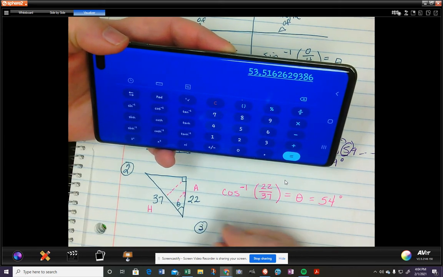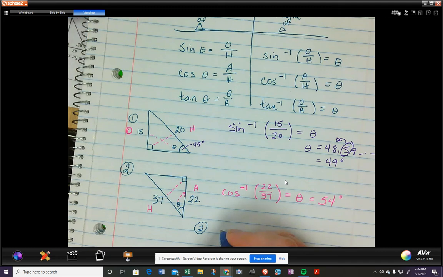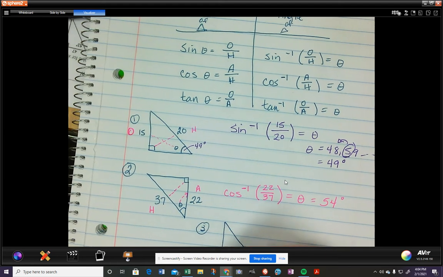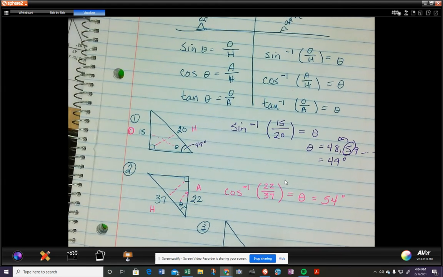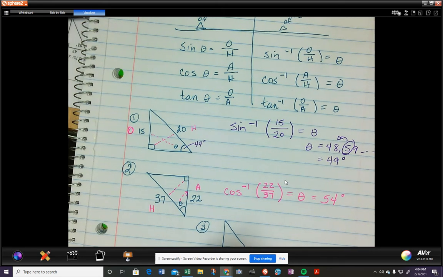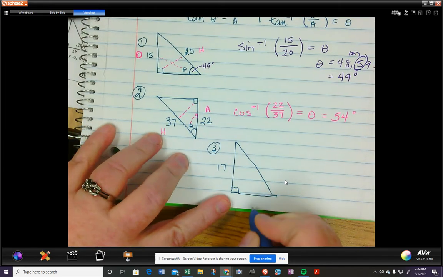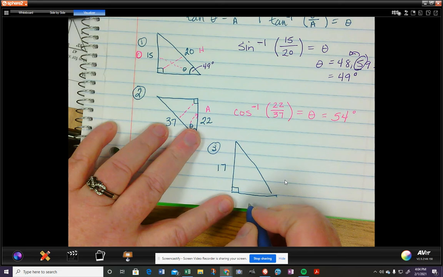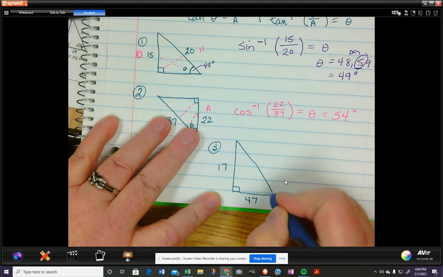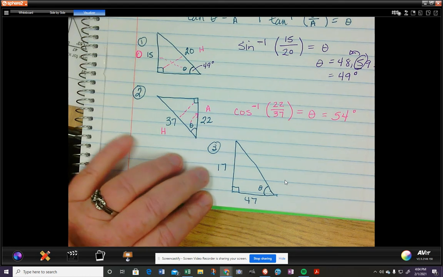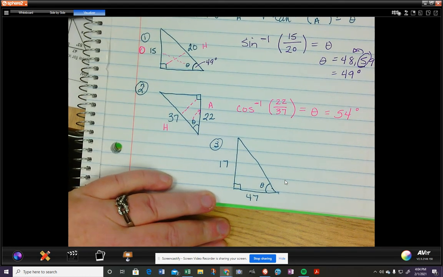I think I'm going to squeeze one more in here. Let's do 17 and 47. And I want to know this angle right here. I'll keep it to the bottom angle. What do we know? What do we need to know?